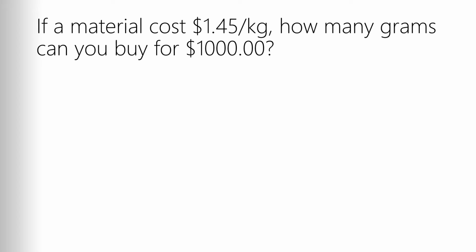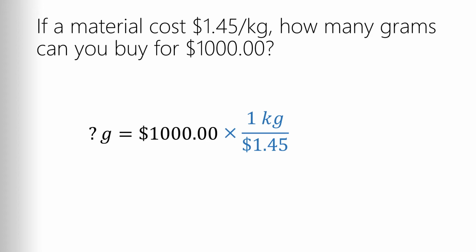Okay, let's try another one, a little bit different units. If a material costs $1.45 per kilogram, how many grams would you buy at $1,000? All right. Well, now you got to realize something a lot of people miss. A dollar is a unit. When you say you have a dollar, you have a quantity, 1, and a unit, dollar. So the dollar sign can be a unit here. So let's start with $1,000. If I start with $1,000, it is 1 kilogram per $1.45. That's from the data in the problem.